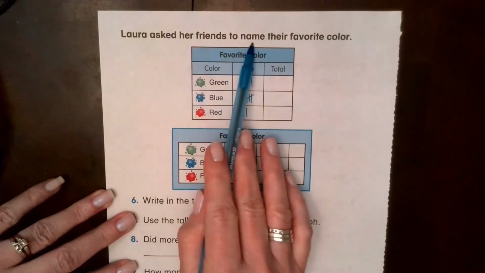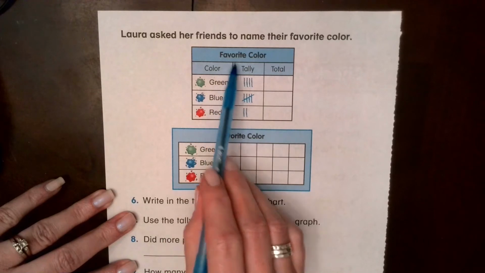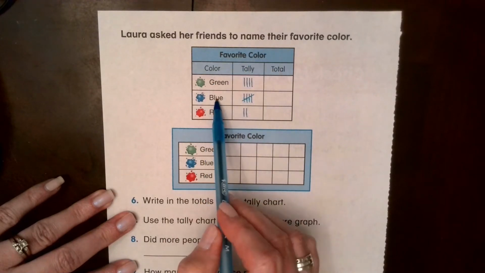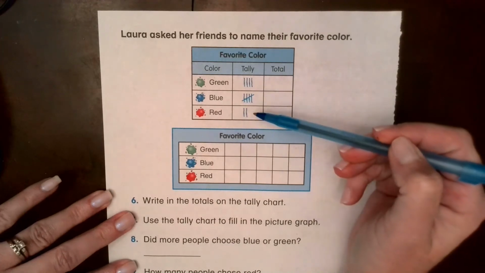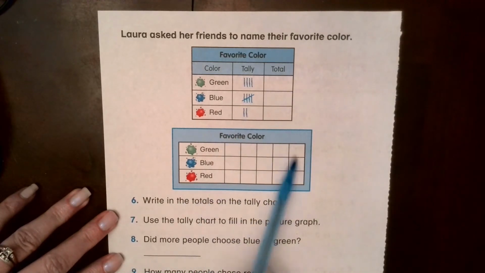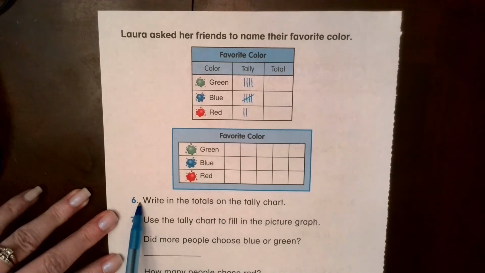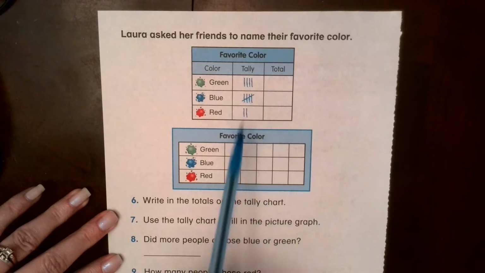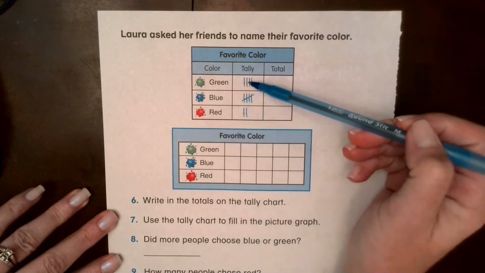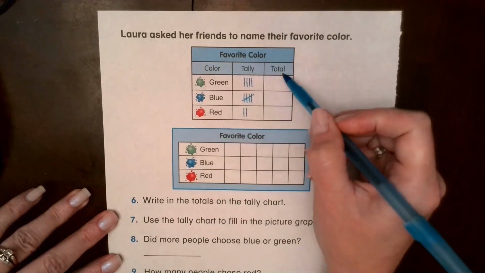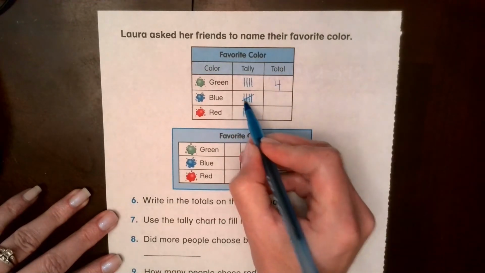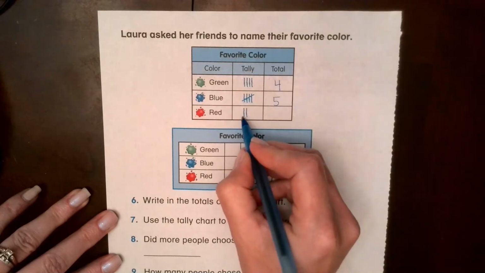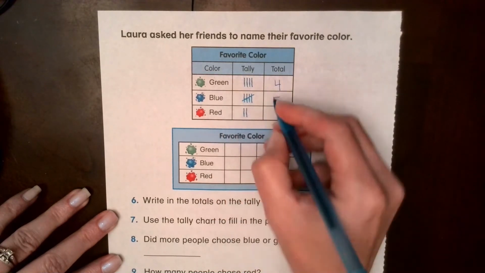Laura asked her friends to name their favorite color. So favorite color. We have green, blue, or red. And then we have tally marks. Okay. And then, this looks like a different kind of graph. Number 6, write in the totals on the tally chart. Which one's the tally chart? That's right, this one, because it has tally marks. So let's write the totals. There's 4, 5, and how many liked red? 2. Good job.